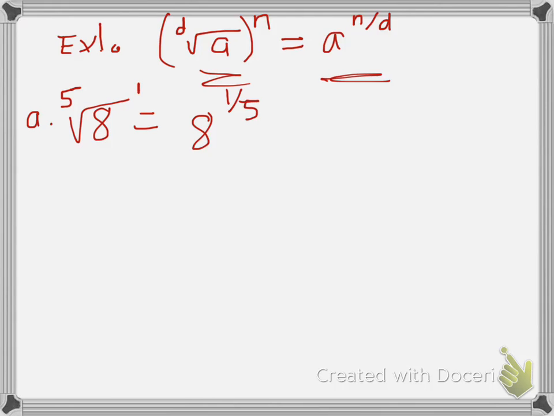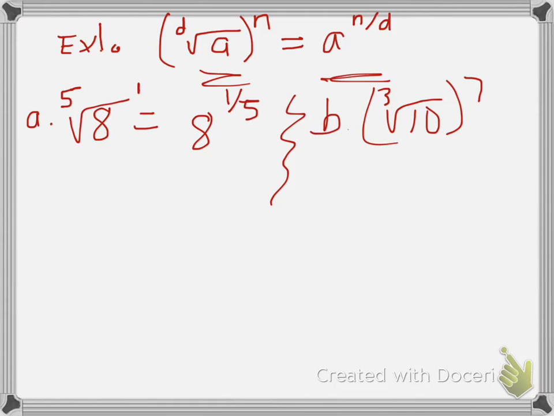Yes? Now, when we look at B, B says square root of 10. What's up in the little thing? 7 over 3. A 3 here and a 7 there. So my A is who? 10. My N is 7 over 3. Pretty simple? Yes? Okay, do the last one.